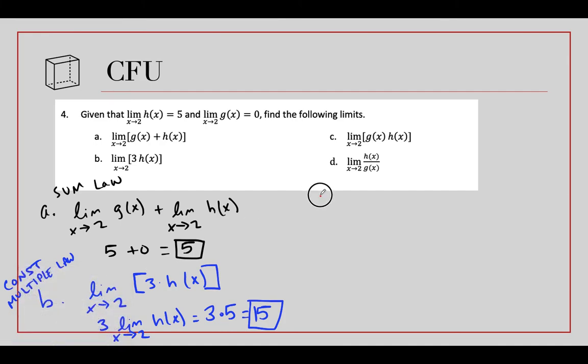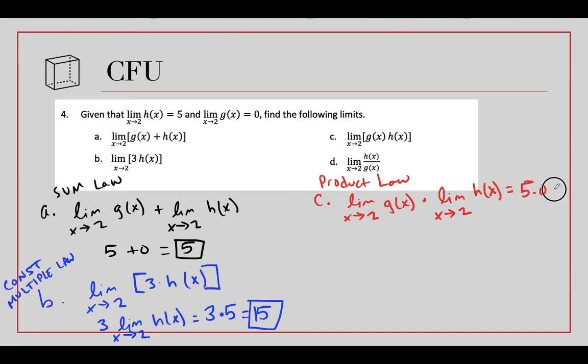Okay, now let's do C. I have 2 limits being multiplied together, and I know from the product law that I can do the limit as x approaches 2 of g of x times the limit as x approaches 2 of h of x. Okay, so I'm just going to multiply those outcomes, so 5 times 0 equals 0. That's my answer.